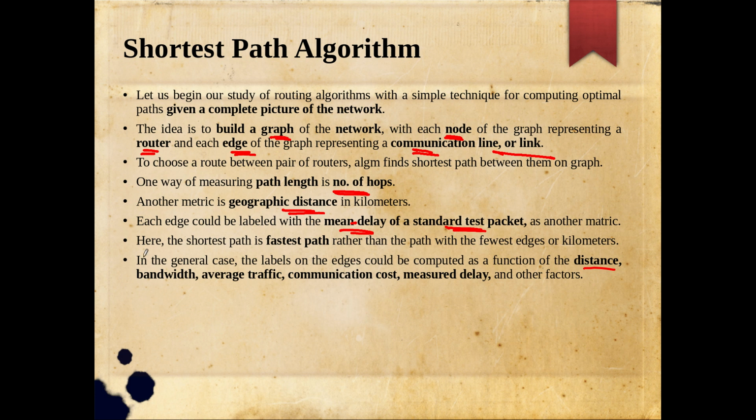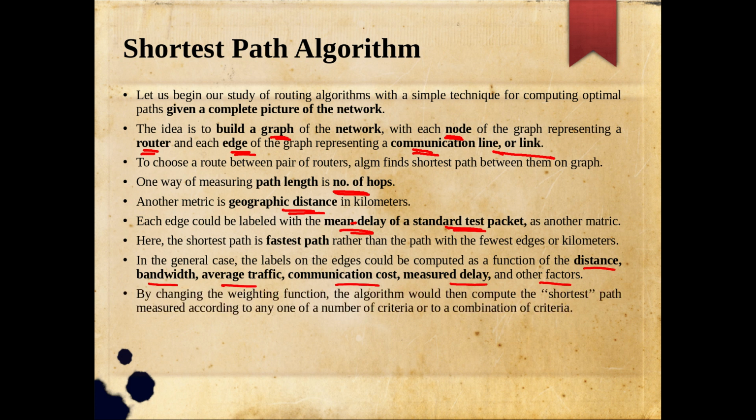It can be distance, or it can be bandwidth, average traffic, communication cost, measured delay, and other factors. So one or more parameters you can consider, and together you can define the weight of the edge. So that is what is going to define the shortest in your shortest path algorithm. So what you want to optimize, right, that you can define. So by changing the weighing function, the algorithm would then compute the shortest path measured according to any one of the number of criteria, or to a combination of the criteria.